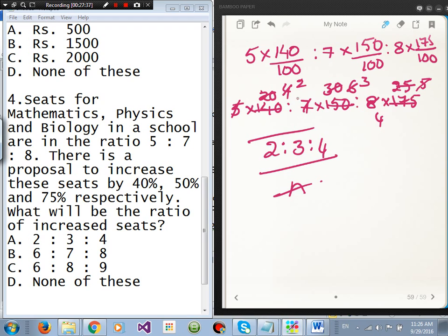There is a 40% increase. Upon the existing 100%, we are increasing the 40%. Then it becomes 140. 5 into 140 by 100, 7 into 150 by 100, 8 into 175 by 100. Finally, 2 is to 3 is to 4. This is the final answer.